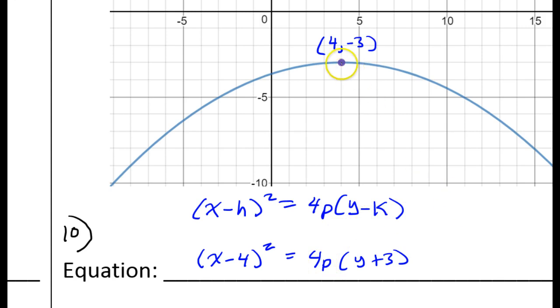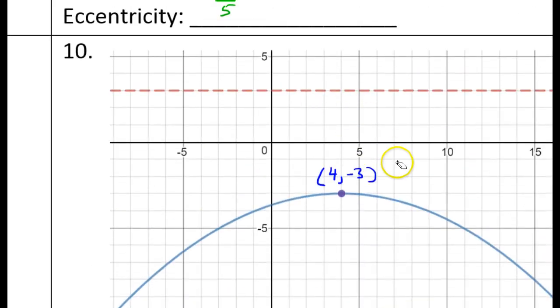Now the p-value is the distance from the vertex to the focus. Now I don't know where the focus is, but I know it will be floating around somewhere, like maybe it's here, maybe it's here, maybe it's here. The focus is somewhere along this area. But I don't want to guess at it. But they didn't give me the focus. So what do I do? Well, they did give me the directrix. And the directrix and the focus are the same distance from the vertex, but in opposite directions.